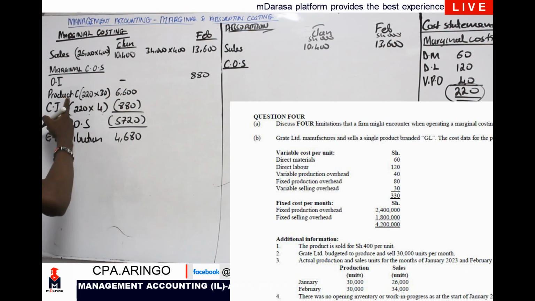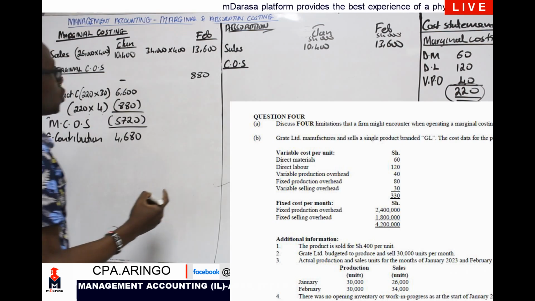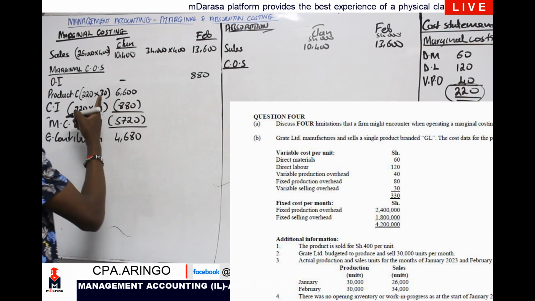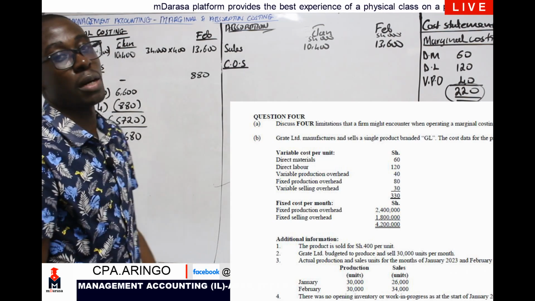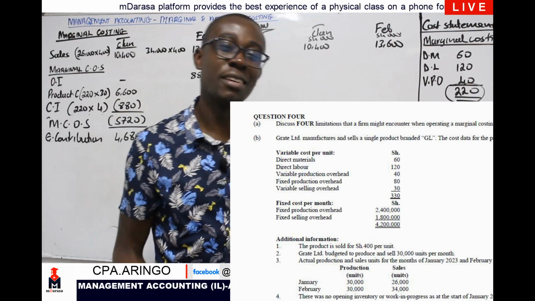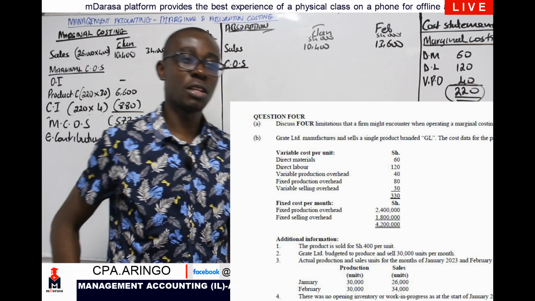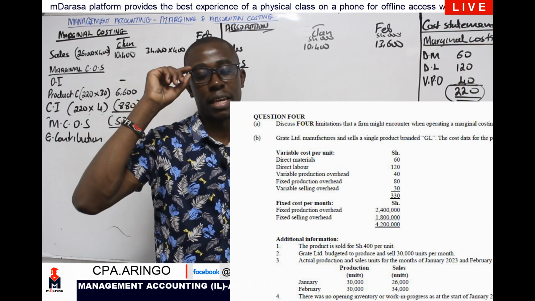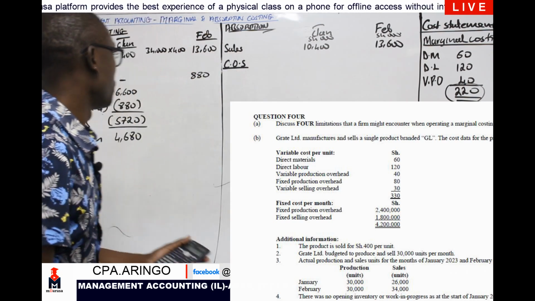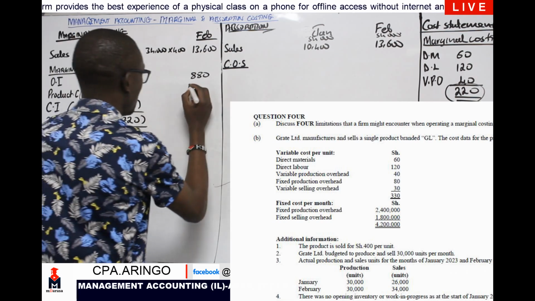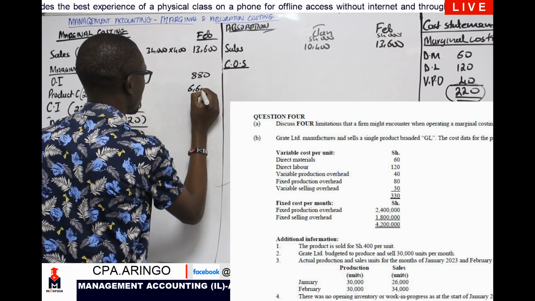What about my production cost? My production cost will not change because it was still 30,000 in the month of Feb. Assuming you had a different figure in the month of Feb in terms of production, then our production would have changed. But this time round, it's just the same. So I'm going to take 6.6.